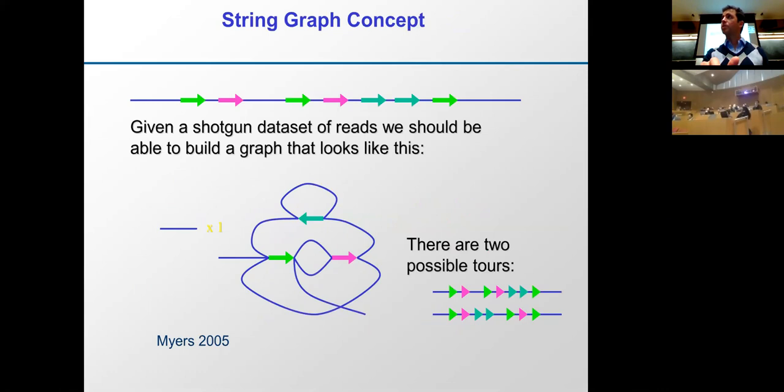Does that answer your question? Do you want me to retrace it again? I don't understand how the arrows are connected. Because you have one path here that goes from green to purple, and another path here that goes from green to purple.